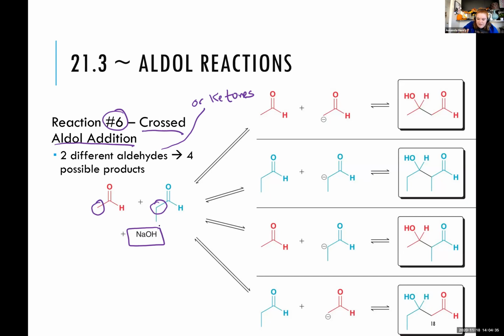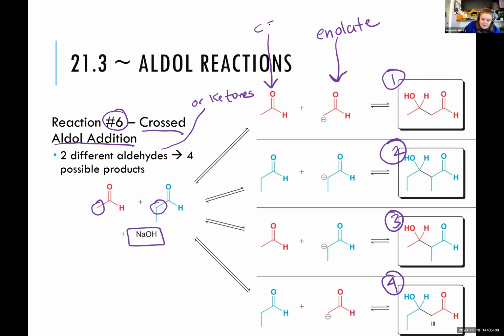So in the 4 different reactions here, I'm going to number the products. We have 2 columns essentially. The aldehyde that's listed in the second column is the enolate. So that is the alpha carbon whose hydrogen was removed. And then in the first column, this is the carbonyl carbon that is going to get reacted with. So another way to think about it is the first column is our electrophile and the second column is our nucleophile.